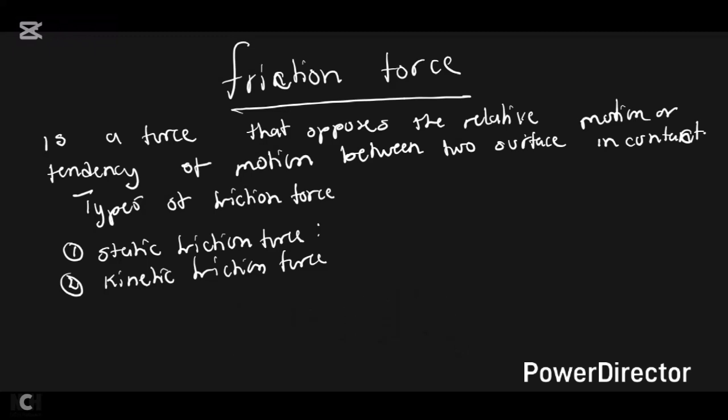Then the other thing I can talk about is how we calculate this friction force. We calculate it by saying F is equal to mu times the normal force. This mu depends on the type of friction force. If the friction force is static, the mu becomes mu s. If it's kinetic, it becomes mu k. Those are the main types of the friction force.